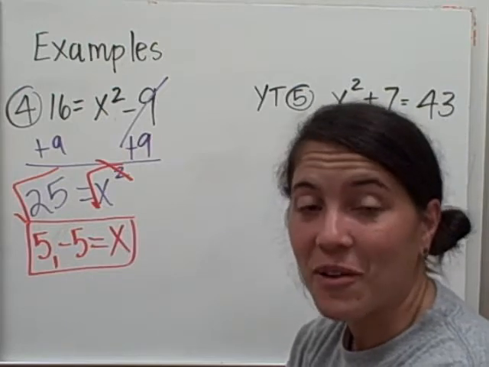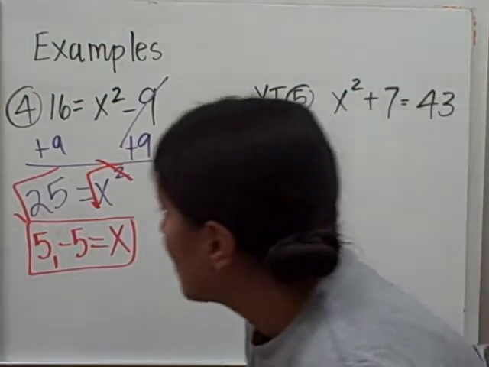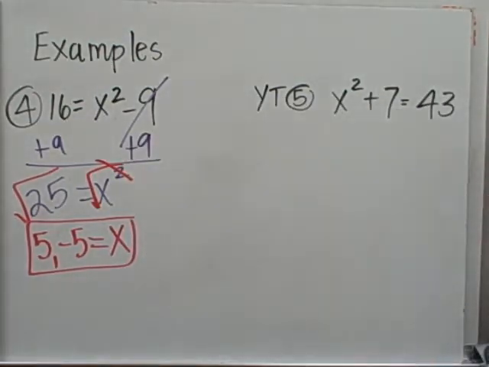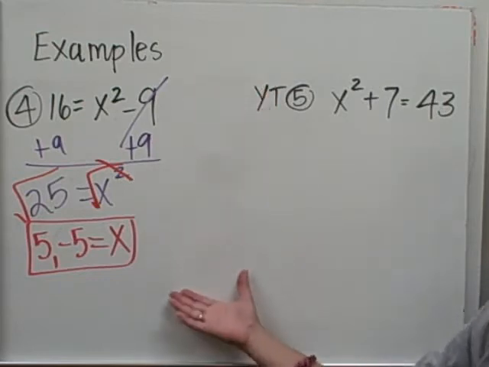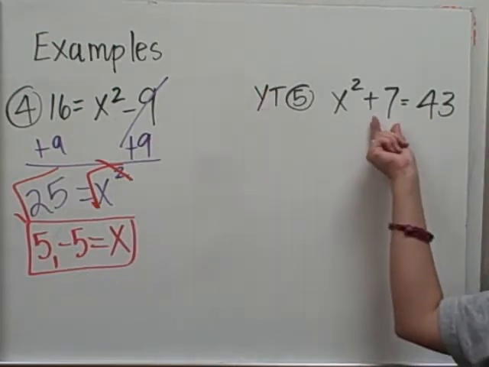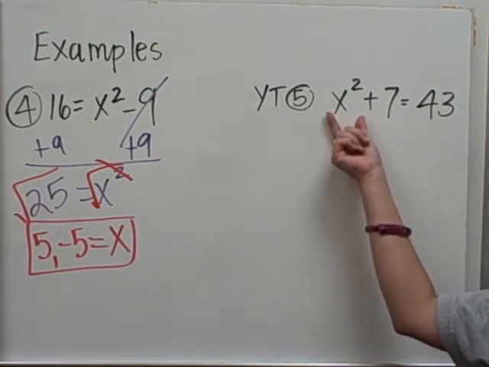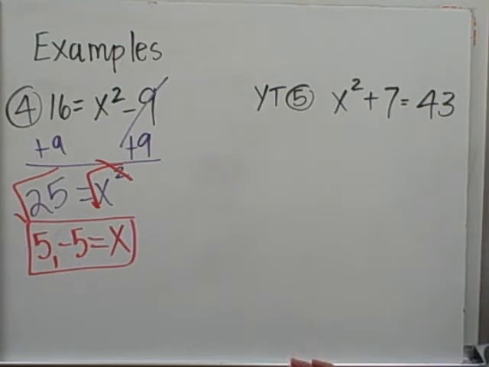Got it? If you have a question, write it down. Make sure you write your question down. You try number 5. You're going to model it exactly like I did on number 4. I modeled it for you. First, you're going to undo this plus 7, and then you're going to undo the square root. So pause it, and then when you're ready to see the answer, press play.